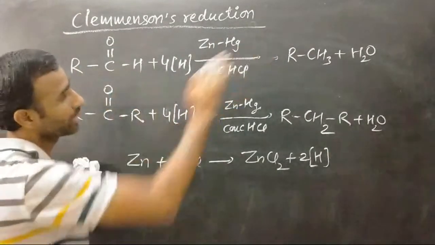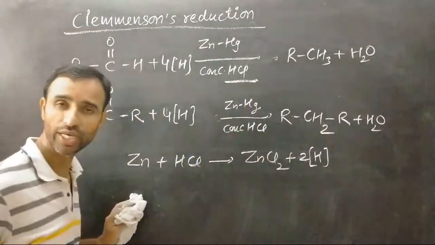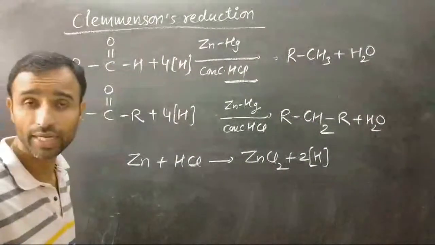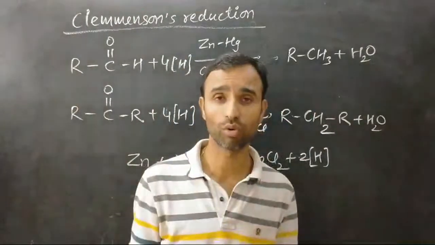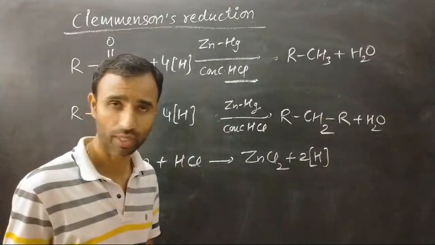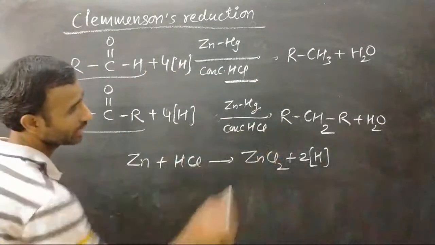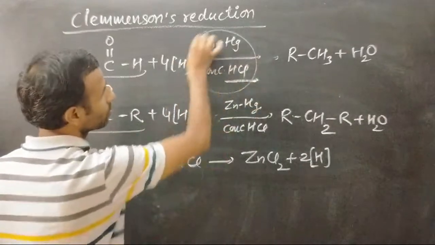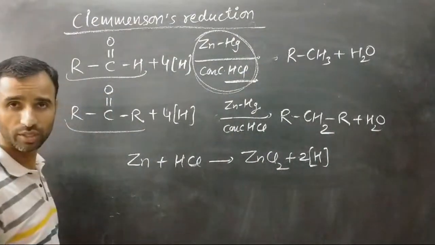Okay, so this complete reduction takes place, and since we use HCl, compounds containing acid sensitive groups cannot be reduced by this, because otherwise that group is also converted into some other group. Okay, so we use aldehydes or ketones to convert them directly into hydrocarbons by using zinc amalgam in concentrated HCl. Okay, that is called Clemmensen reduction.